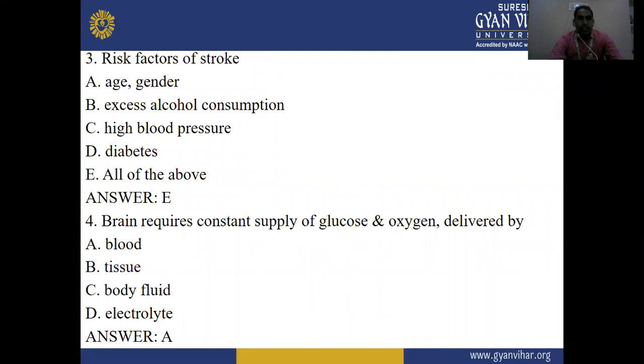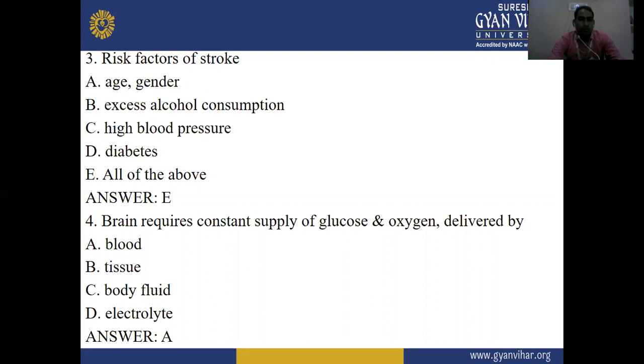Next one is risk factors of stroke. Option A is age and gender. Option B, excess alcohol consumption. Option C, high blood pressure. Option D, diabetes. And option E is all of the above. The right answer is E, all of the above. Risk factors of stroke like age, gender, excess alcohol consumption, high blood pressure, diabetes, all are the risk factors of stroke.